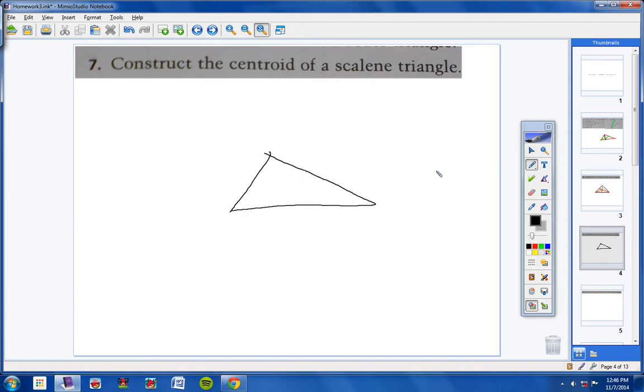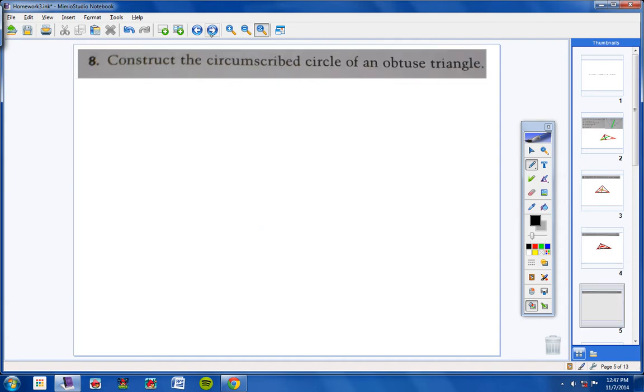There we go. That should work pretty good. Now centroid is where the medians intersect. The medians. So the median runs from here to the midpoint. From here to the midpoint over here. And from here to the midpoint over here. So students, there we did it. We constructed the centroid right here. There's the centroid, okay? All right, moving on to number 8.